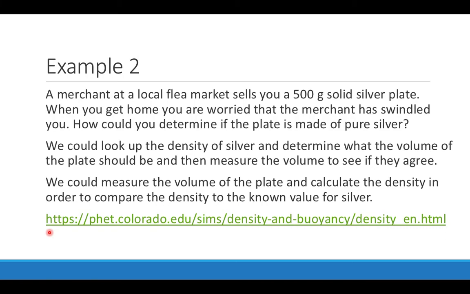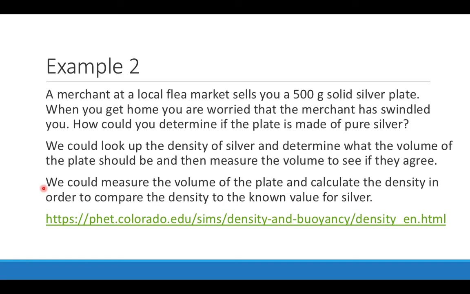So you really have two options. The first option is we could look up the density of silver and determine what the volume of the plate should be, and then we could measure the volume to see if that agrees. So we look up the density of silver, we say, all right, what should the volume of this particular plate be? And then we try to measure it. Or we could just measure the volume of the plate, and then we could calculate its density. So we would have its mass and its volume. We could calculate the density and then compare it to the known value of silver. But both of these require that we look up the known value of silver so we have some comparison.